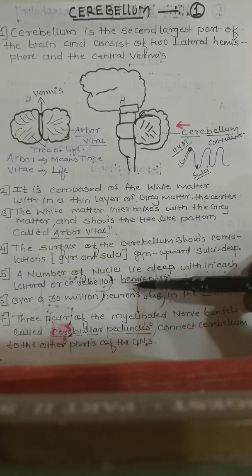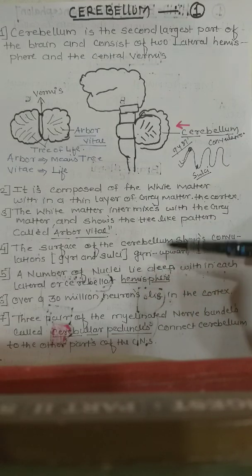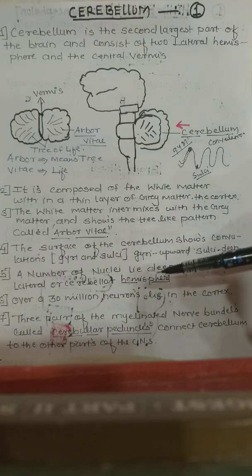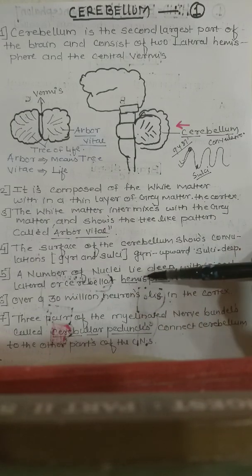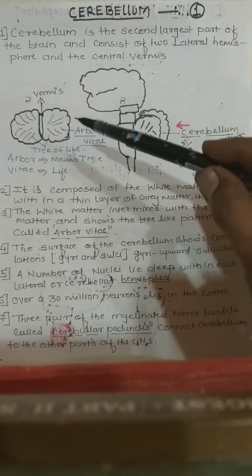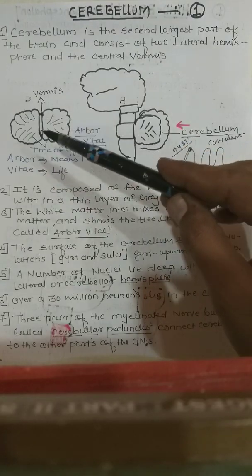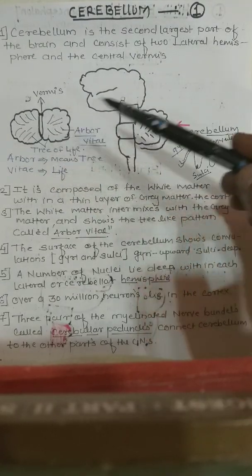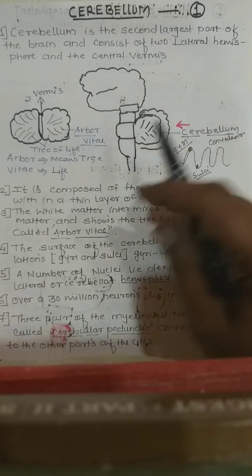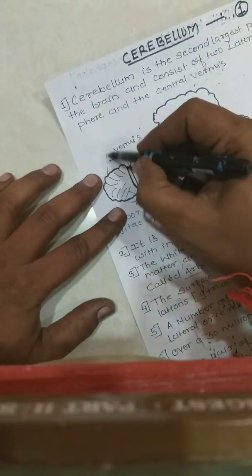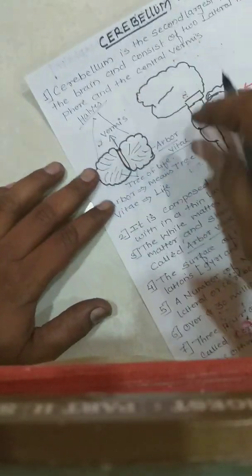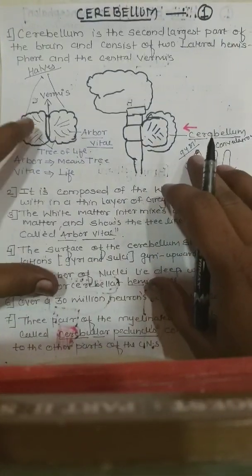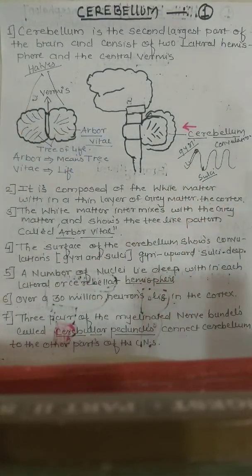A number of nuclei lie deeply. Nuclei means the presence of neurons at that site, lying deep within each cerebellar hemisphere. These are also called halves. The cerebellum has been divided into two halves, one and two, and these are also called halves.